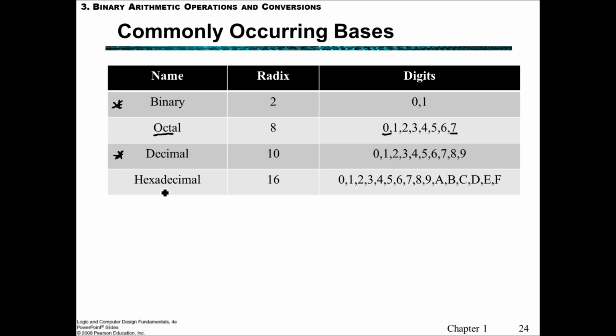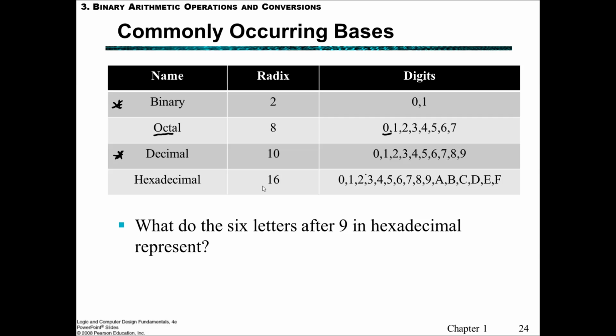And then another one which you may be familiar with is hexadecimal. Hex being 6, like hexagon, has 6 sides, and decimal being 10, so 16. And this is the digits from 0 to 9, and then A, B, C, D, E, F. So in terms of hexadecimal, let's have a think about what the 6 letters after the 9 actually represent if you were to be counting in decimal. So count from 0 to 9 and then keep on counting.